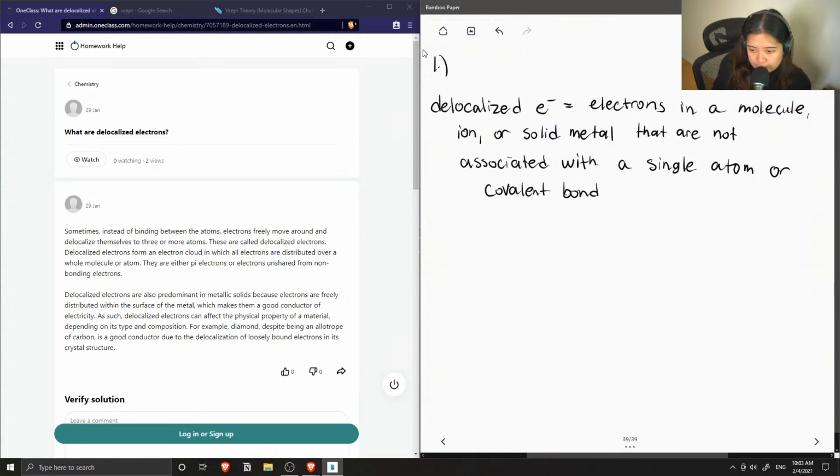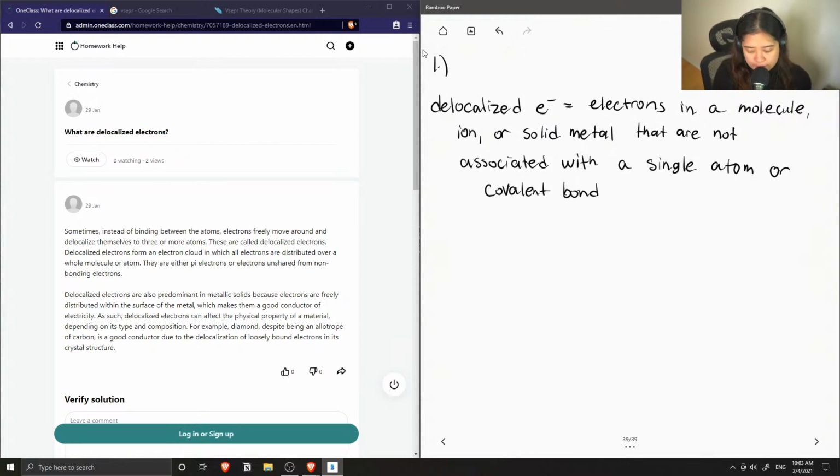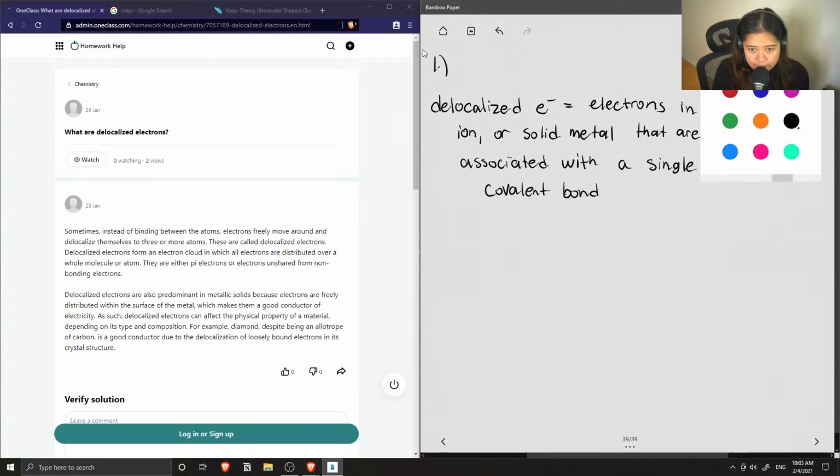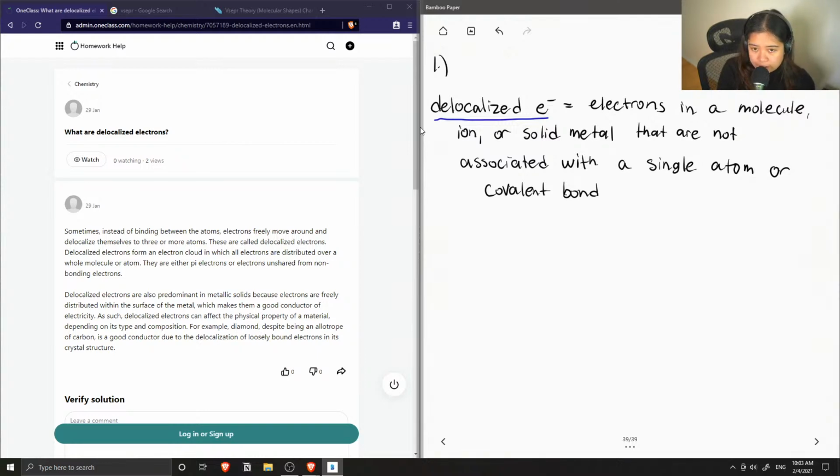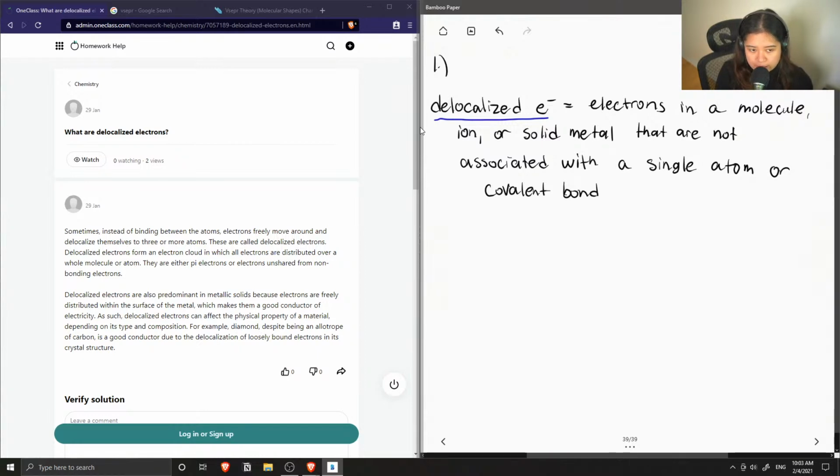Okay, so realistically, when we have electrons in an ion that is negatively charged, or when we have double bonds in a structure, they don't really stay put in that one location. They tend to move around. And that's where we get the term delocalized electrons.